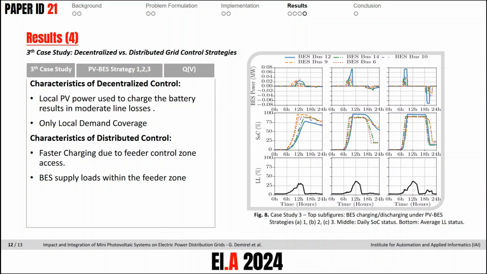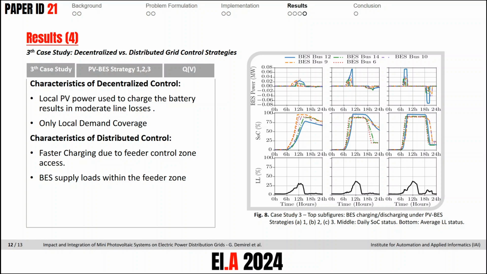The figure on the right shows how battery charge and discharge, how much charge they have, and how much energy is lost in the distribution lines for different strategies. The first column shows the decentralized grid control. A decentralized grid control is a straightforward approach that uses local PV power to charge batteries, provides electricity for local use only. The second column shows the distributed grid control.